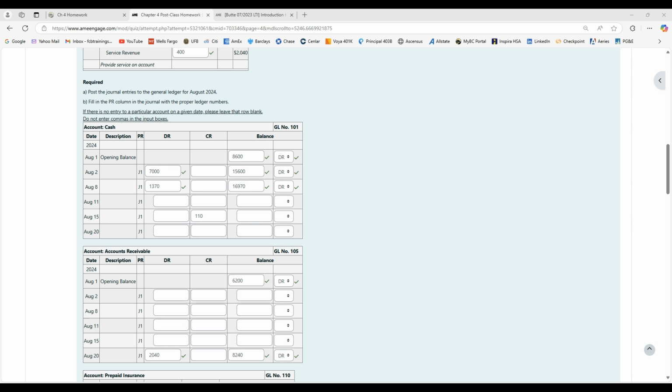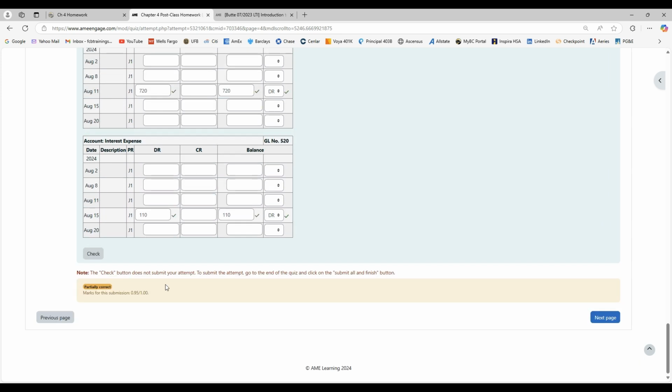So 16,970 minus 110 gives us 16,860. Still a debit balance, debit ending balance. So again, we're taking a debit beginning running balance, I'll say a running total, and then when we credit that, that's going to decrease that amount. So a debit being credited decreases the overall total, and we end up with 16,860. Let's click check, cross our fingers. Woohoo! Okay, we got them all in there.